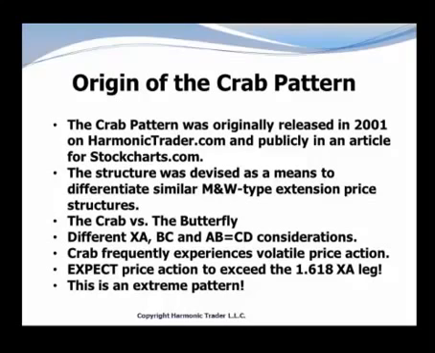Now, this structure was devised as a means to differentiate similar M and W type extension price structures. What we're talking about is the crab versus the butterfly, in much the same way we looked at the difference between the Gartley and the bat. The crab is different in a variety of ways, especially the XA, BC, and AB equals CD considerations.